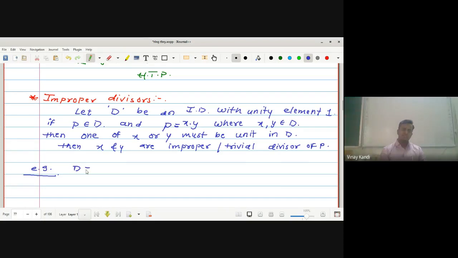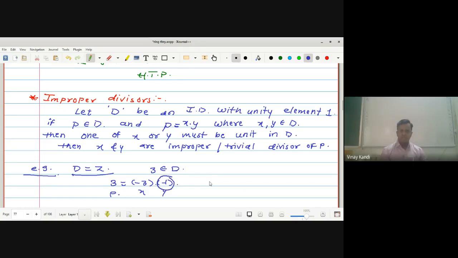suppose I take D is equal to Z, which is an integral domain. Okay. Now, if I take 3 belonging to D, I can write 3 is equal to minus 3 into minus 1. This is x, this is y, this is our P. So x and y belong to D, yes, minus 3 and minus 1 belong to Z. Then one of x or y must be a unit in D.